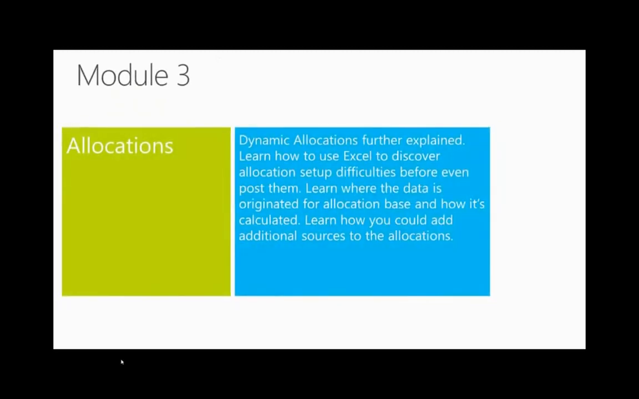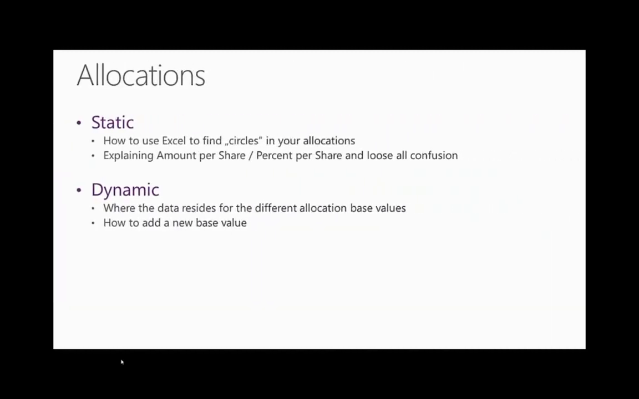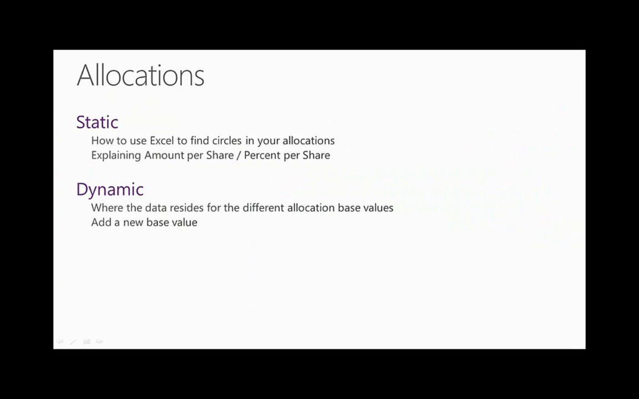The next module is the largest module in the complete script. It covers allocations. And it will describe the difference between static and dynamic allocations. It will show a method how you use Excel to find circle settings in your allocations. For example, if you start with one allocation, transfer all the costs to other cost centers, and then at the last allocation you transfer some amount back to the first allocation.